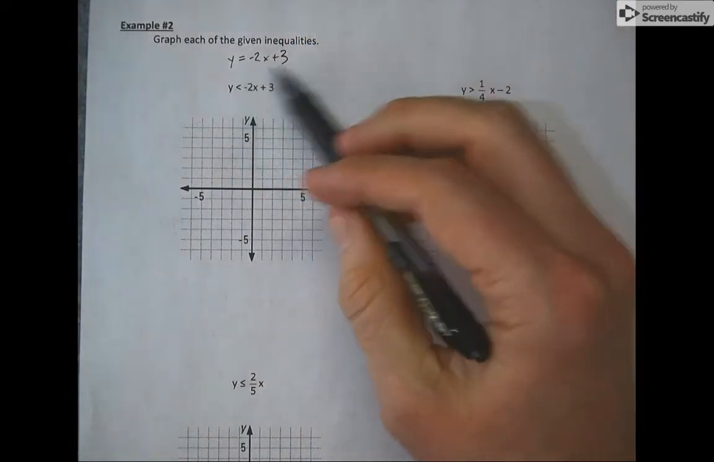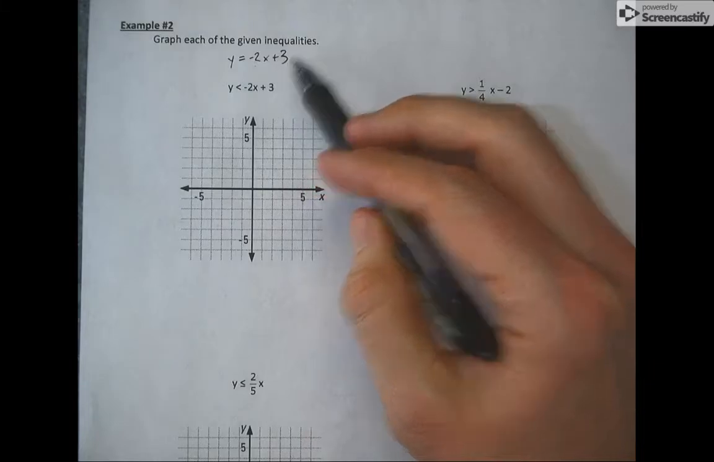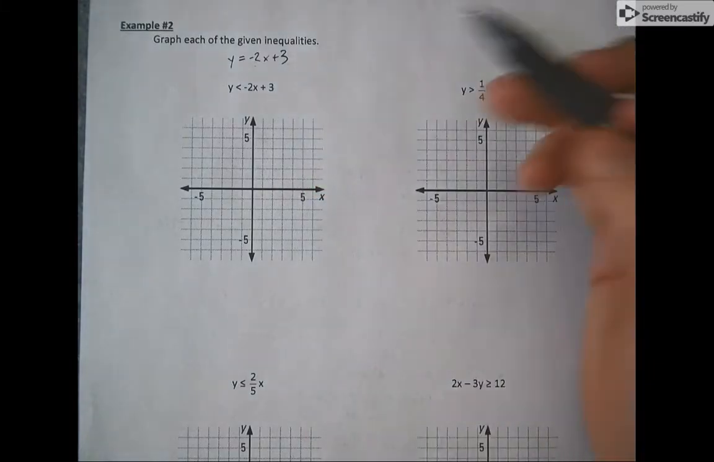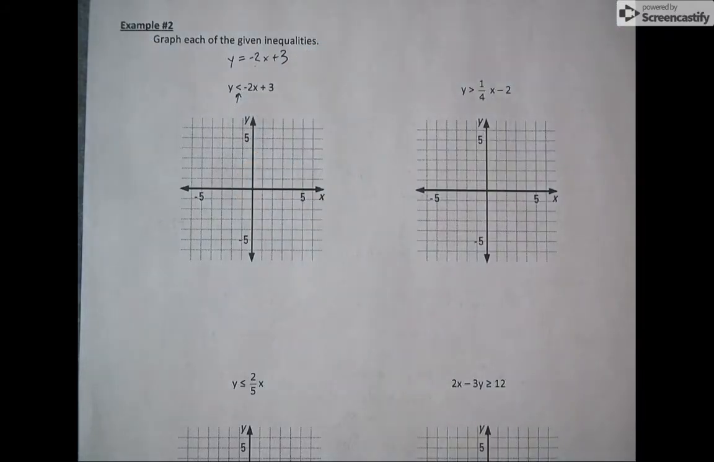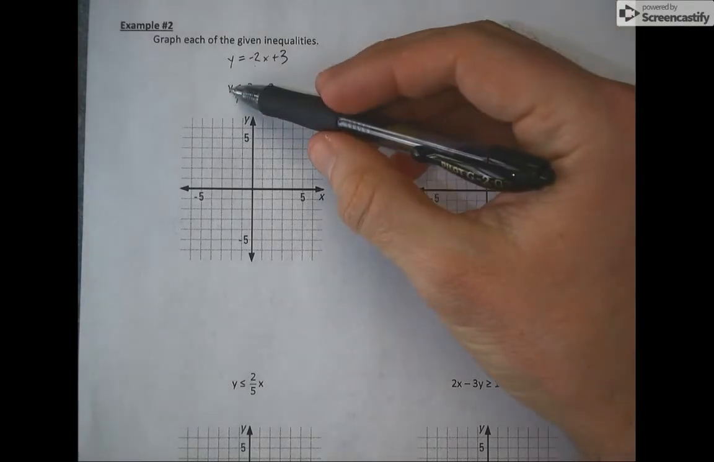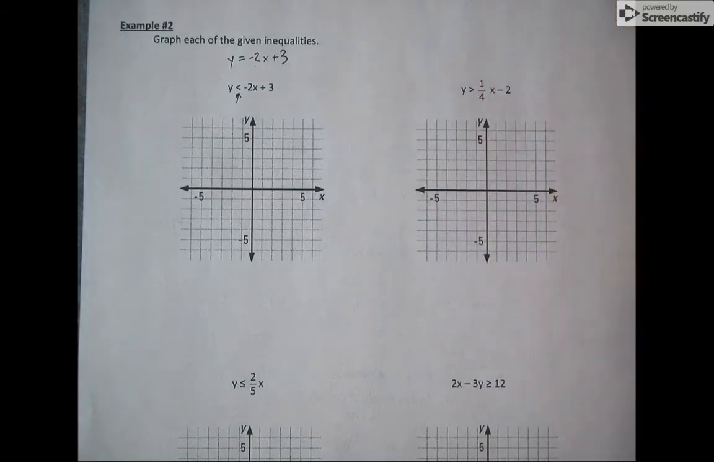We spent a lot of time looking at this, the slope and the intercept, so we can put this right onto the graph. Let's just think about it ahead of time. When we go to put the line, it's going to be a dotted line because it is not included in the solution set, because it just says less than. And thinking ahead, since it says y is less than, we're going to shade the region that's underneath of it.